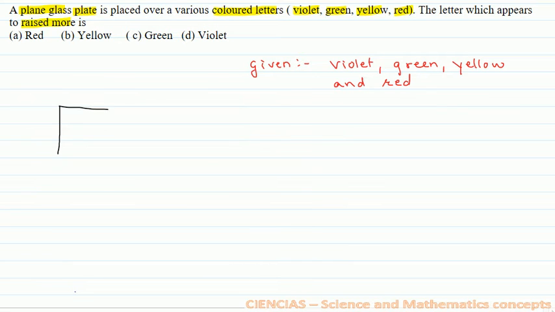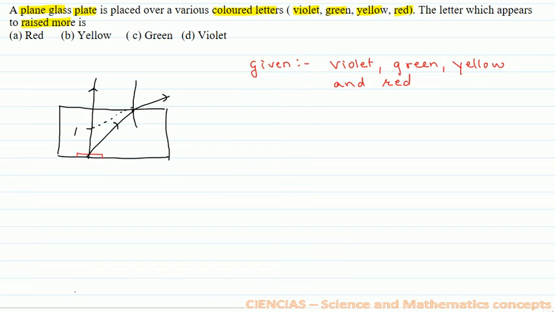This is a glass plate which is placed on a colored letter. This is a colored letter. Then if we see from vertically upward, the light will go straight, and if we see at a certain angle, then light will refract and bend away. Now if I produce this, the image will be formed here.